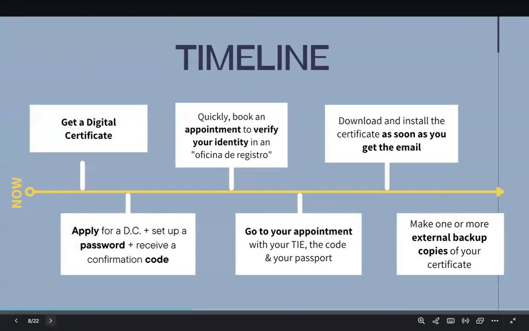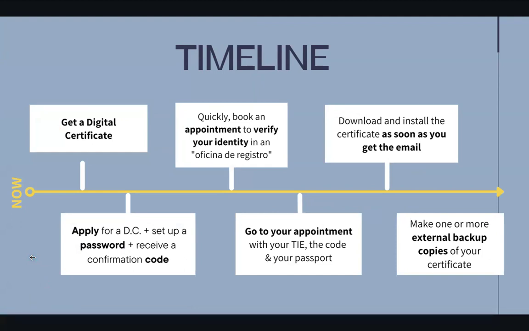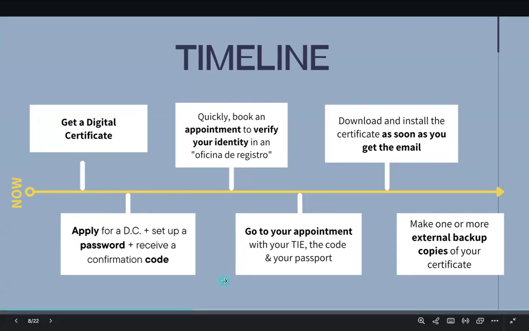So here's a graphic timeline just to give you an idea. The first main step is to get a digital certificate for the renewal process. You first apply for it online. You have to set up a password and you'll receive a confirmation code from FNMT. And then you have to book an appointment to verify your identity. When you go to the appointment, you bring your TIA, the code, and your passport.